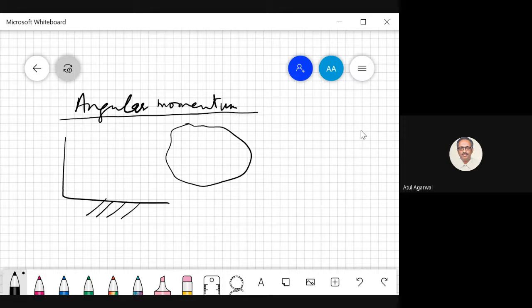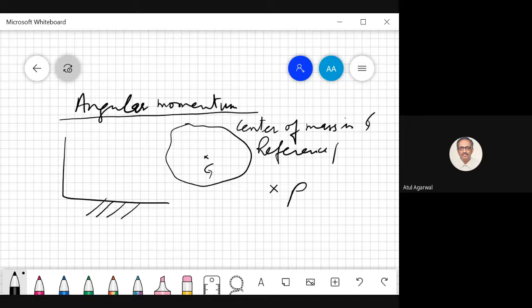So we can take a reference point anywhere. Suppose we take it at point P. Now the center of mass here we call G. Center of mass is G. The reference point about which you will find angular momentum is P.